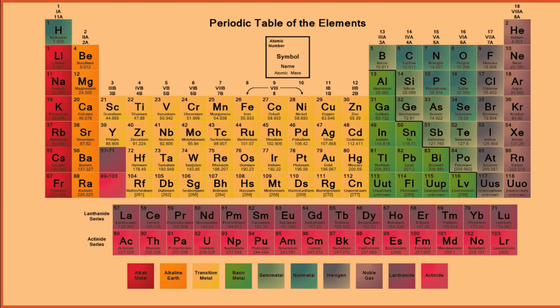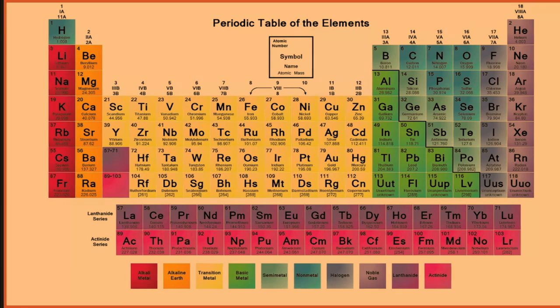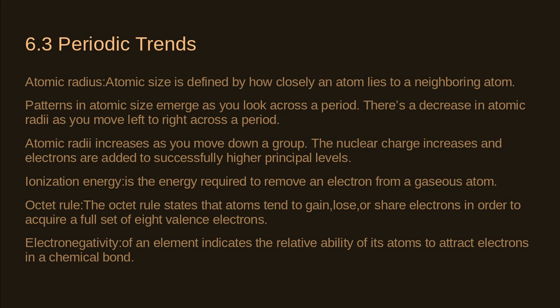And then there's periodic trends. Atomic radius is the atomic size that is defined by how closely an atom lies to a neighboring atom. Patterns do show in the periodic table with atomic sizes as you look across the period. There's a decrease in atomic radii as you move left to right across the period. Atomic radii increase as you move down a group. The nuclear charge increases and the electrons are added to successively higher principal levels.